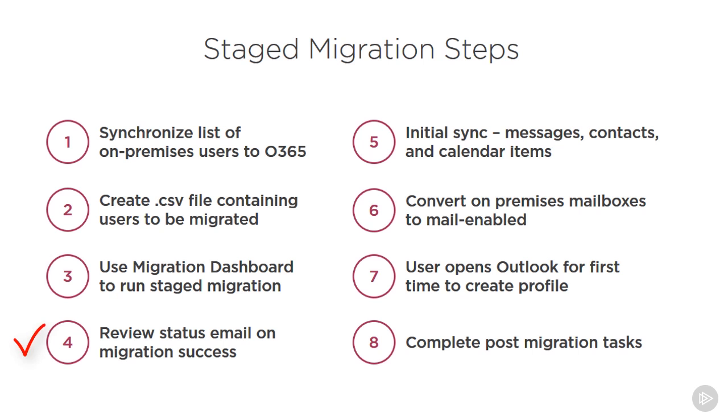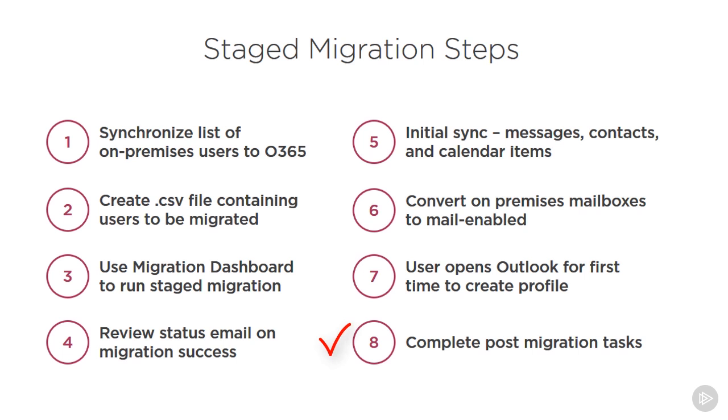We're going to review to make sure the migration took place correctly. That's done in step 4. And then step 5 will include the synchronization of the messages and the contacts and the calendar items. And then step 6, we're going to convert the on-premises mailbox to mail-enabled. And finally, in step 7, after you've converted your on-premises mailboxes to mail-enabled users, the auto discovery service uses the mail-enabled user to connect to Outlook in Exchange Online mailbox after that user creates its new Outlook profile, and that's going to take place the very first time that they log in.